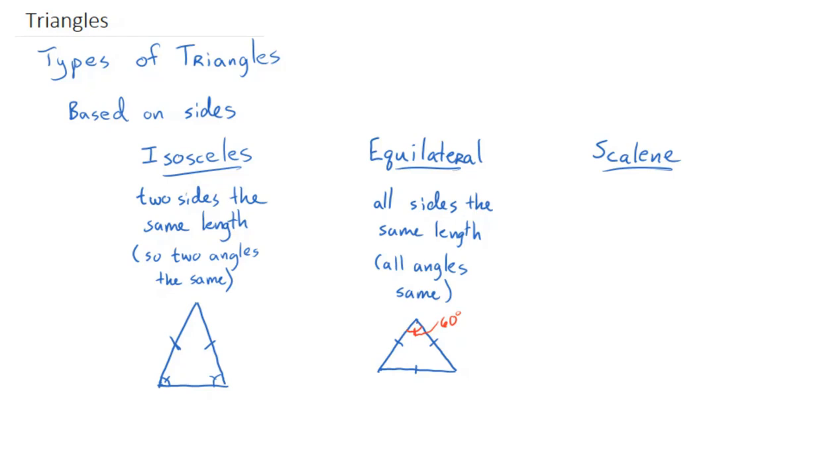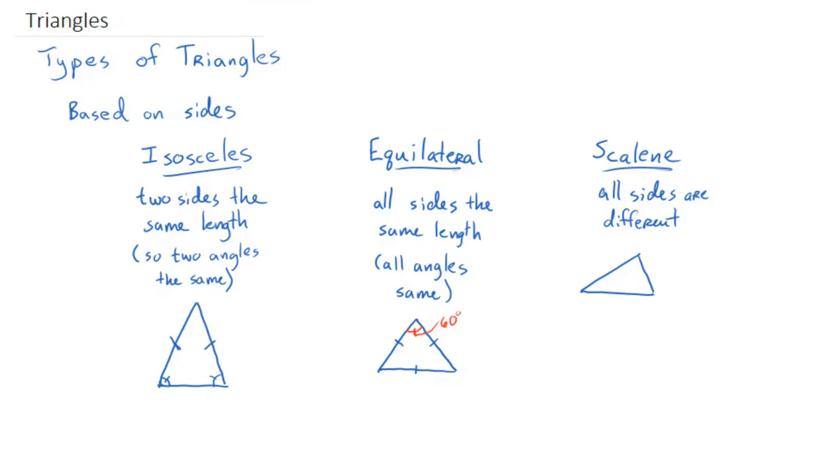Our third one, based on sides, is that all the sides are different lengths. A scalene triangle, all the sides are different lengths. And of course, as a consequence of that, all the angles are also different. Try to draw one of those. Okay, there is a decent scalene triangle. Scalene's easier because they just have to all be different. It's harder to make things equal. So as far as drawing them goes, it's easier, I think.